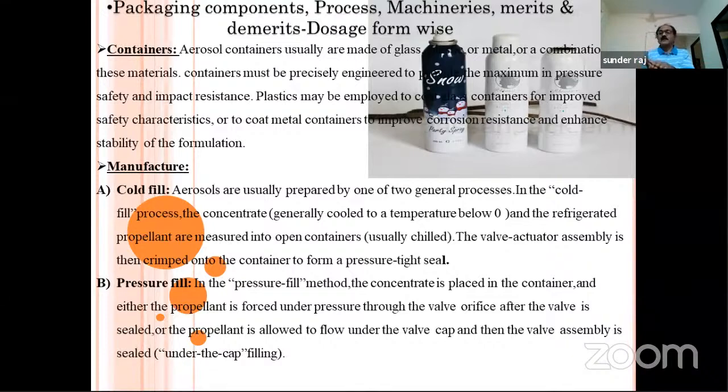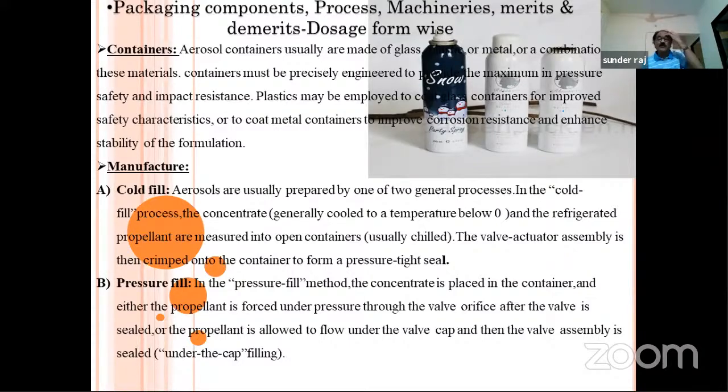They are inflammable because the propellants, such as ethane and methane, are all inflammable. Because of the pressure difference, if it explodes, it is highly inflammable. So these are the main disadvantages of aerosols. The container must be precisely engineered to withstand the maximum pressure. Plastics may be employed: inside the container there is one layer of plastic coating, so that it will protect the aluminium container also. Inside the bottle, there will be a coating. Because of this, it gives the safety characteristic.